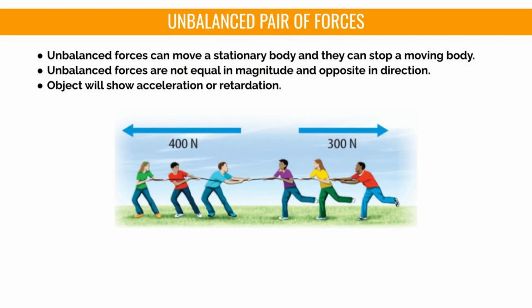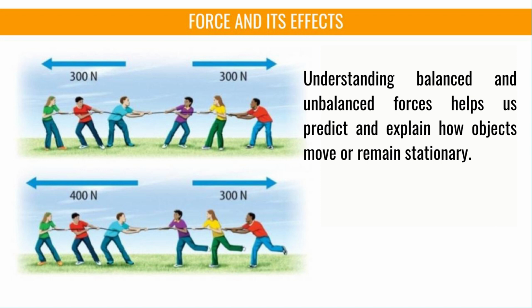Unbalanced forces can move a stationary body, and they can stop a moving body. Unbalanced forces are not equal in magnitude and opposite in direction. The object will show acceleration or retardation. Understanding balanced and unbalanced forces helps us predict and explain how objects move or remain stationary.